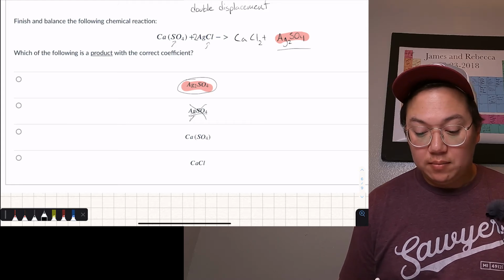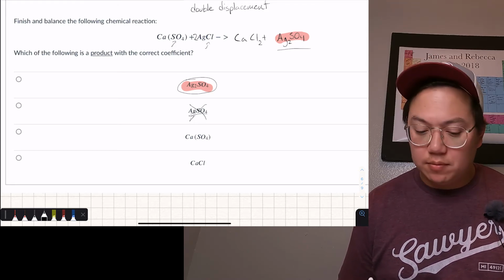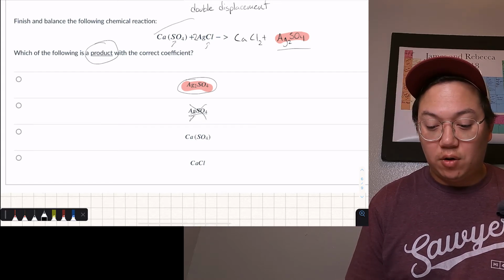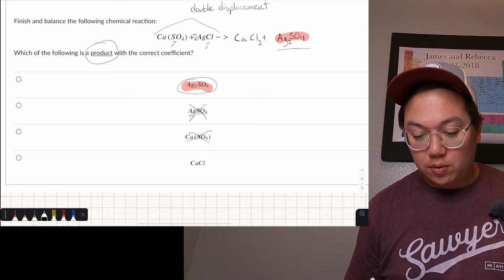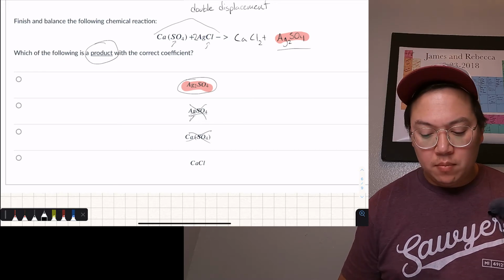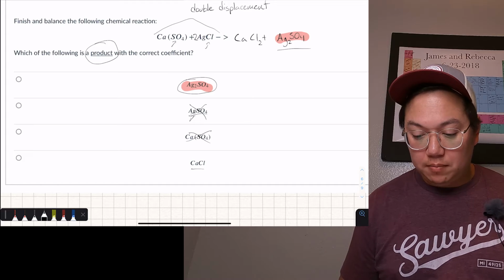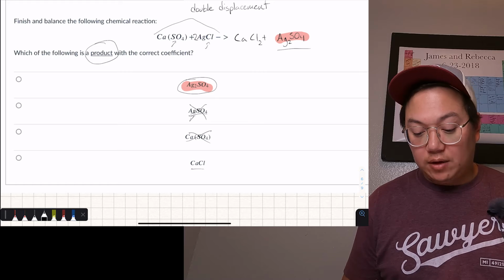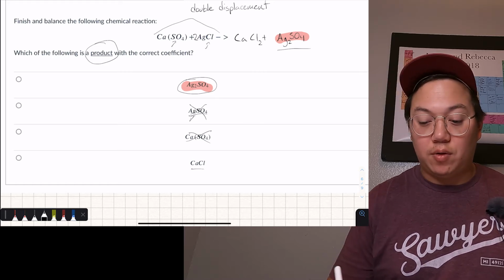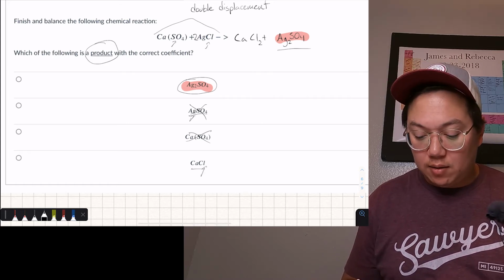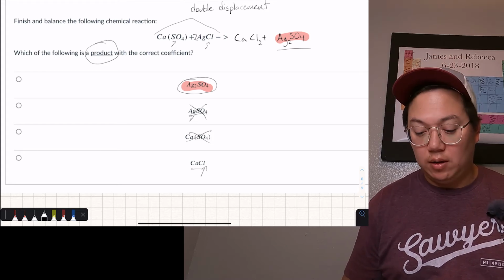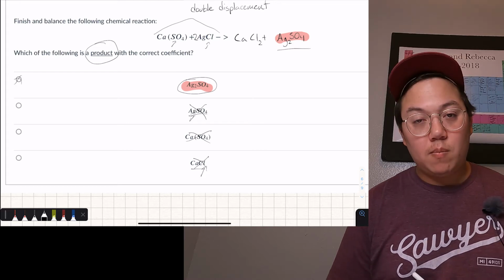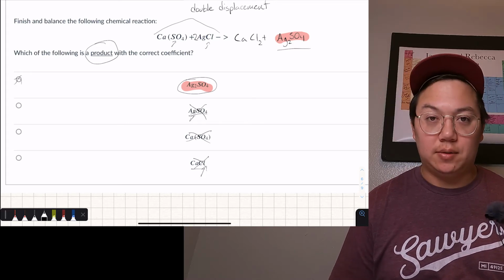Calcium sulfate, this one's thrown in there to throw you off because this is asking for the product. So on the left here, these are our reactants. We're looking for products, so we can throw that one out right away. This one, calcium chloride, calcium and chlorine are combined together on the product side, but again, we have to make sure we're checking for the coefficients as well. So this one is also wrong. So silver sulfate, with 2 silvers is our correct answer.